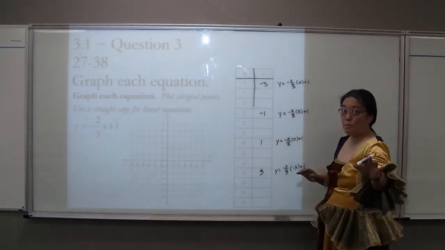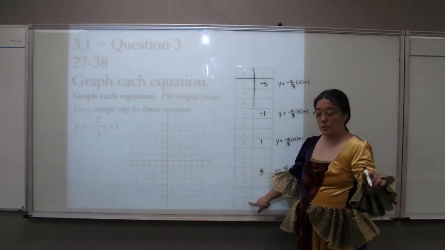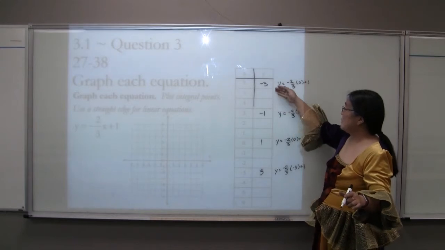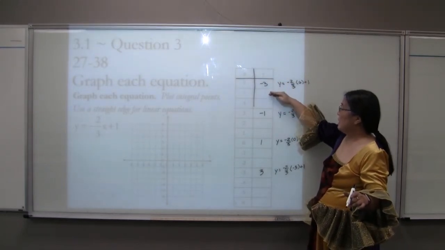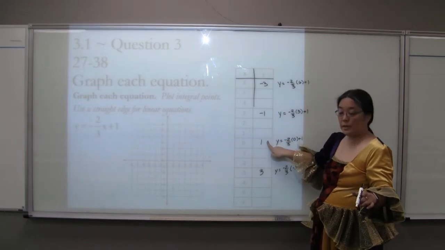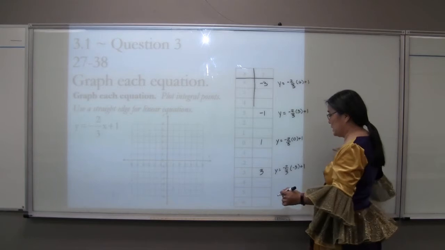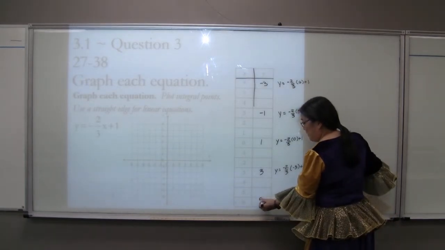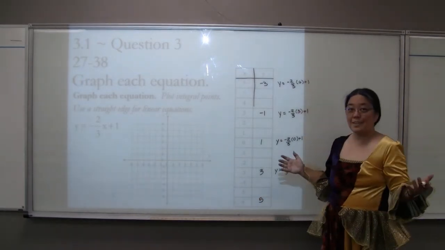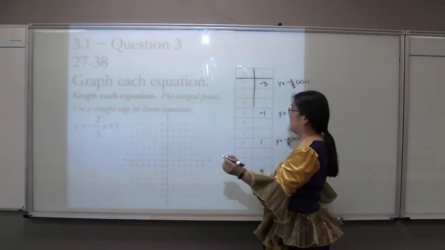All right, there are more patterns because we can still go 1, 2, 3. This one is going to work, but let's now look at these numbers. Negative 3, it went up 2, it went up 2, it went up 2. So this one is going to go up 2. This is going to be 5. Math is all about patterns. Patterns are amazing. Now we're going to graph these.